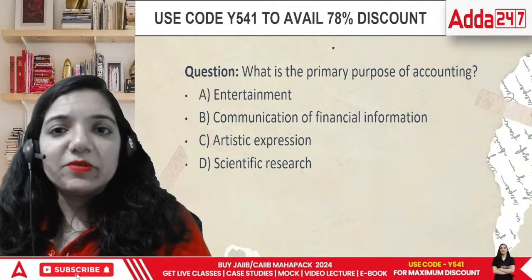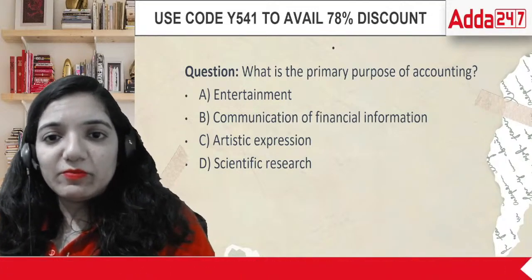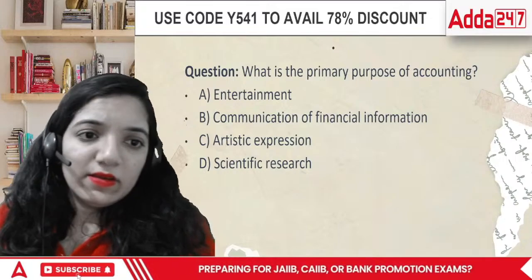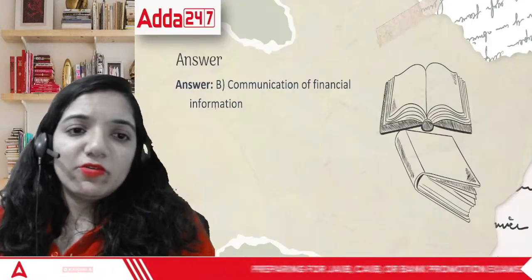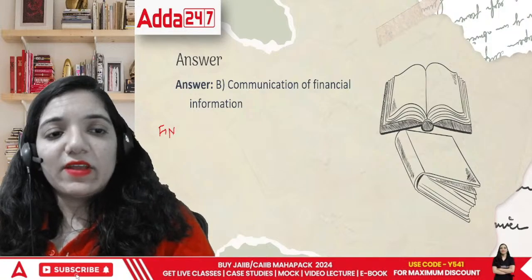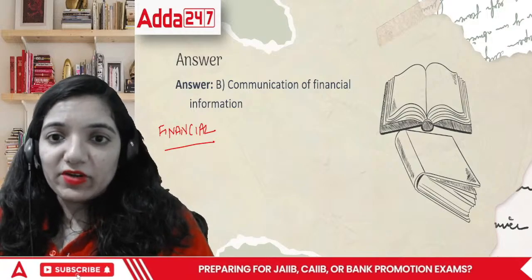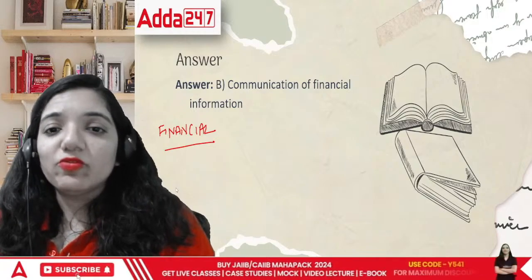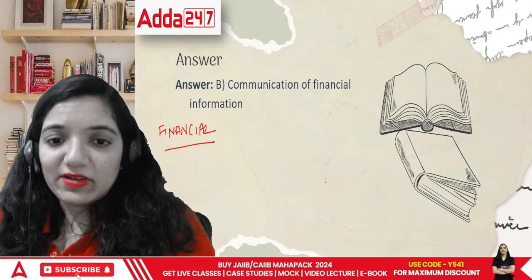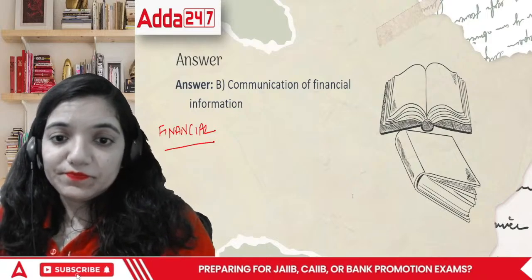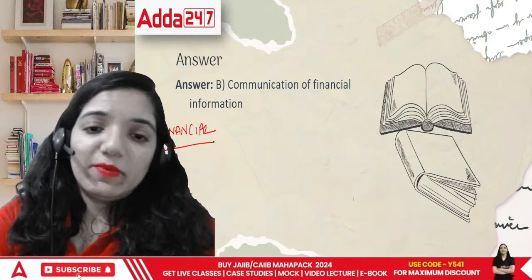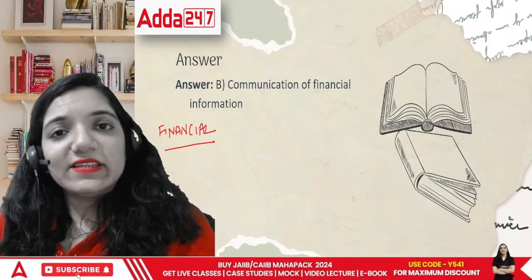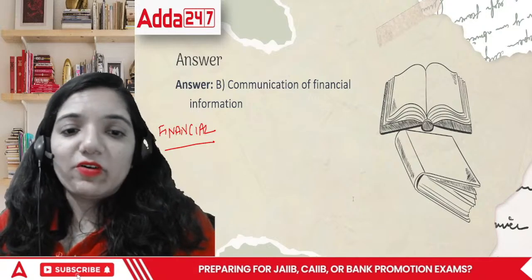We talk about what is the primary purpose of accounting. The primary purpose of accounting is communication. Do you know why we prepare financial information? The financial information is to communicate to the people who are interested in knowing the books of accounts. These people have the right to know what exactly is happening in the organization. Are they making a profit or a loss, right? That is the purpose of this particular area.